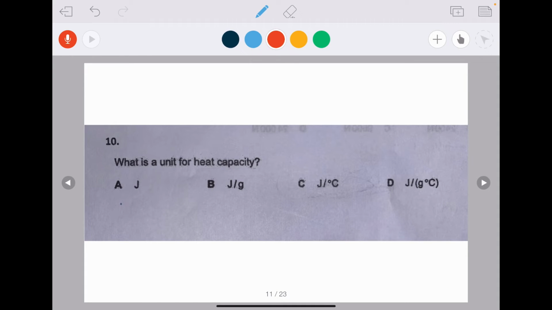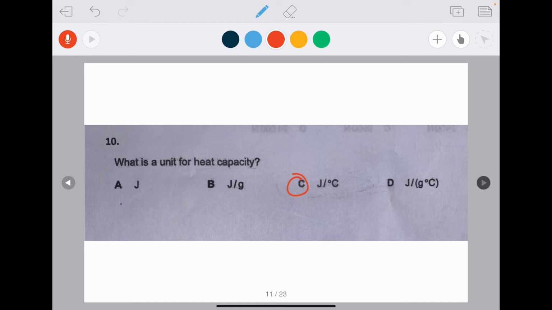Question 10. What is a unit for heat capacity? This is a very easy question, and the answer is joules per degree Celsius. So the answer is 10. The answer for 10 is C.